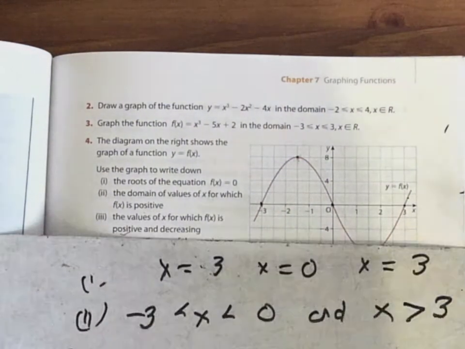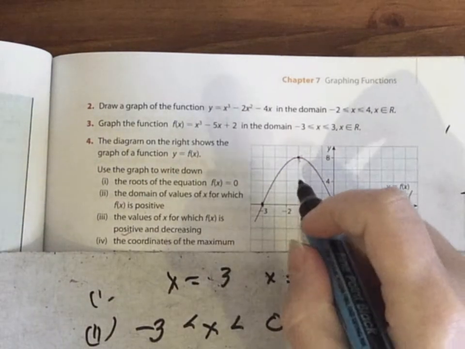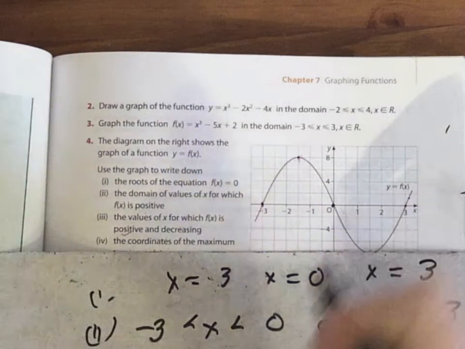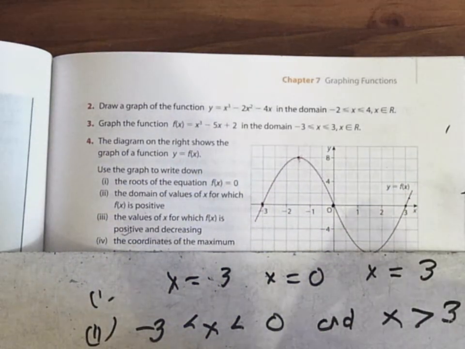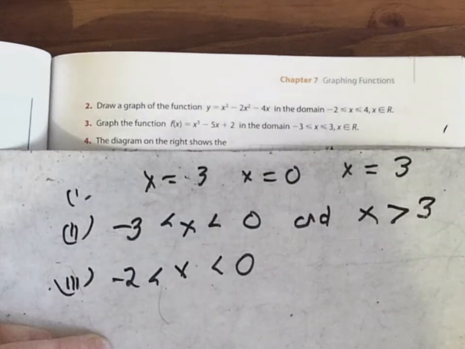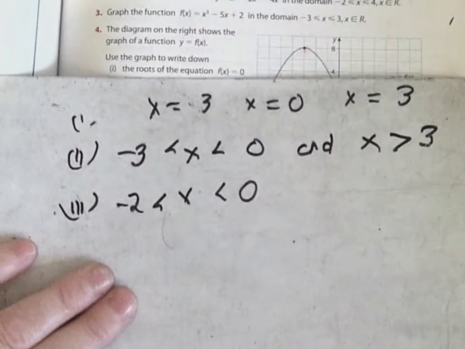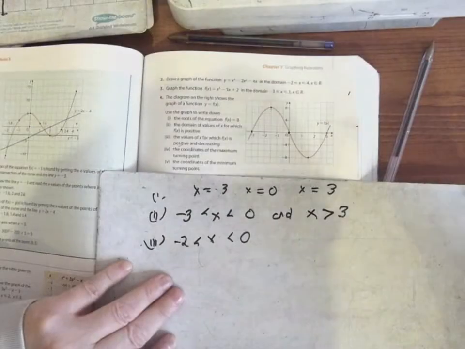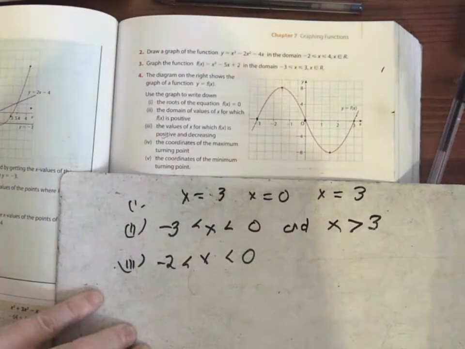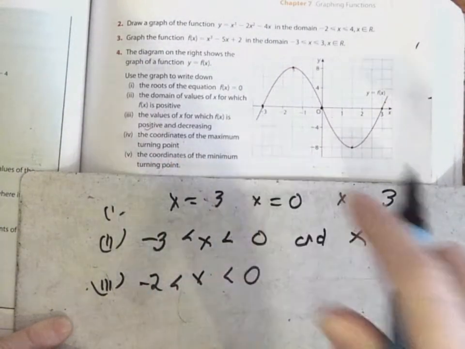How you write that is: between this point, which is minus 2, and this point here, which is 0. So between minus 2 and 0, it's positive and decreasing. Right, the next question, girls, is give the coordinates of the maximum turning point.